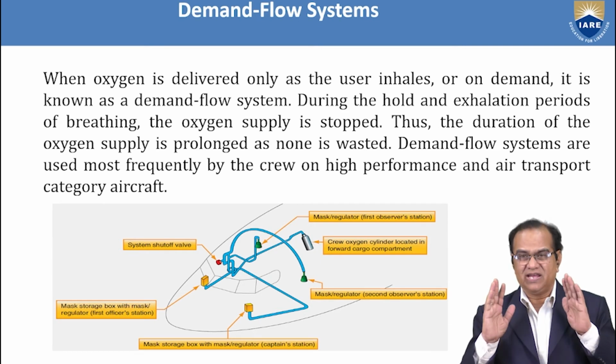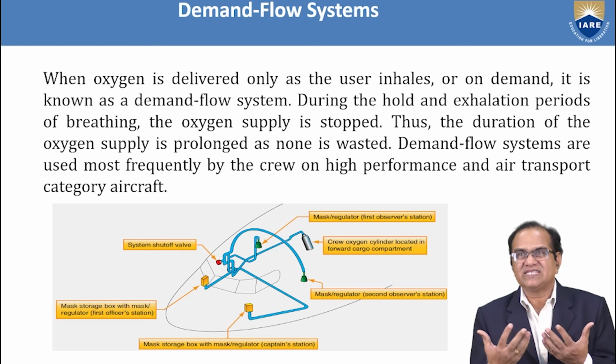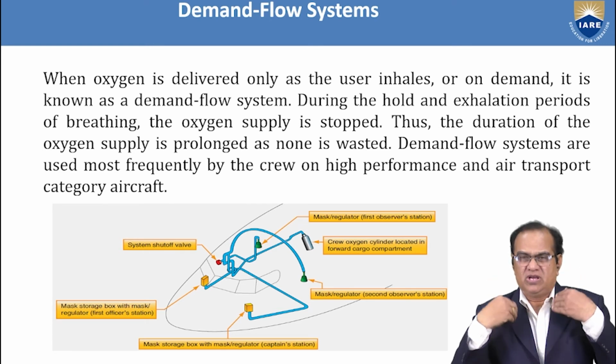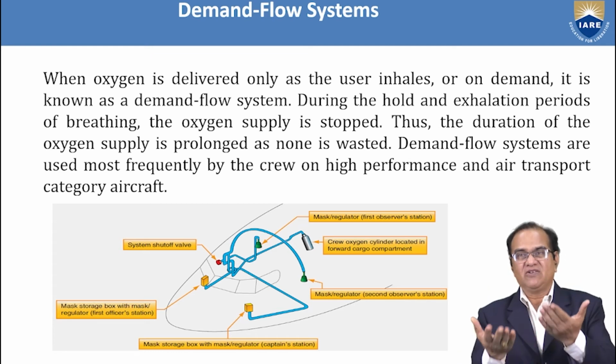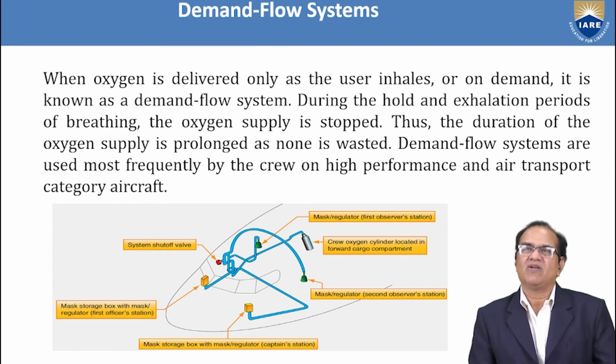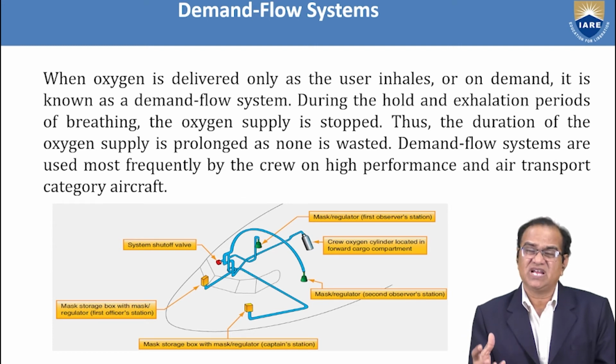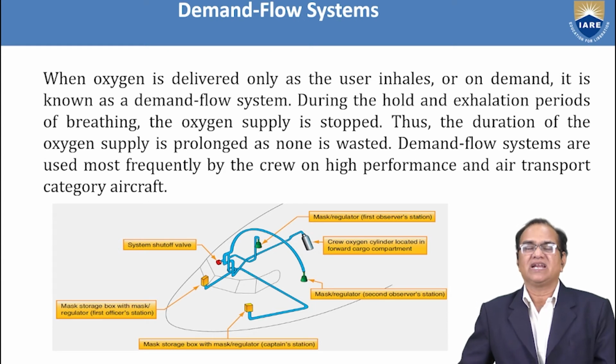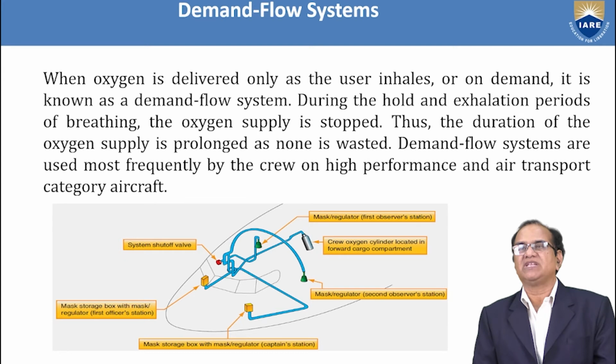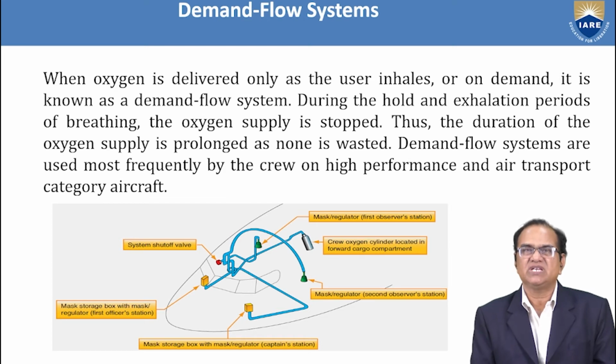Whenever you are not inhaling, or you are breathing out, it will not work. But as and when you breathe in, your oxygen valve will open, and the oxygen supply is stopped when you are exhaling. Thus, the duration of the oxygen supply is prolonged as none is wasted. So this is 100% efficient and there is no wastage of oxygen. Demand flow systems are used most frequently by the crew on high performance and air transport category aircraft. Pilots normally use this type of system, especially in fighter aircraft, and nowadays passenger transport aircraft have started using it too.